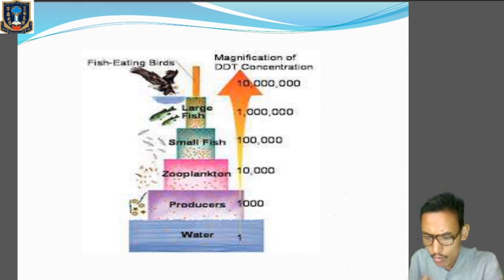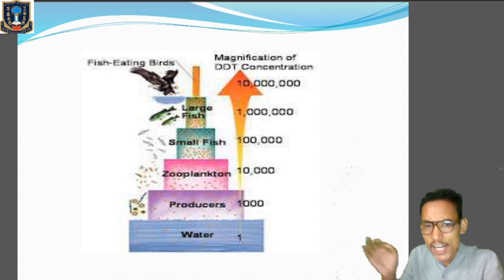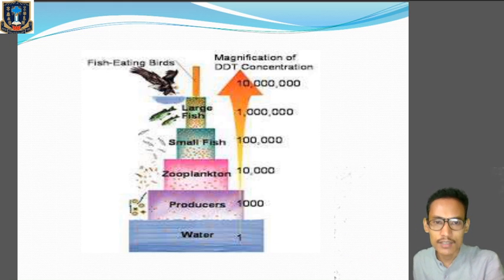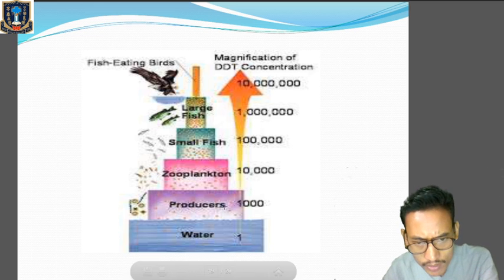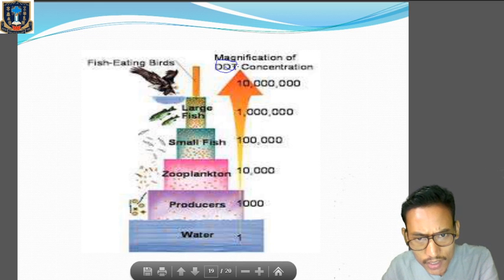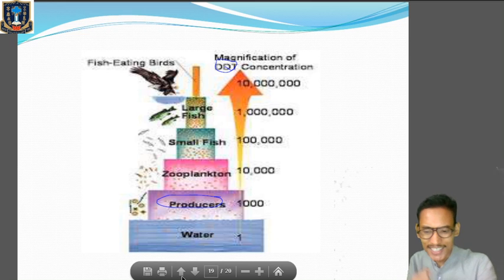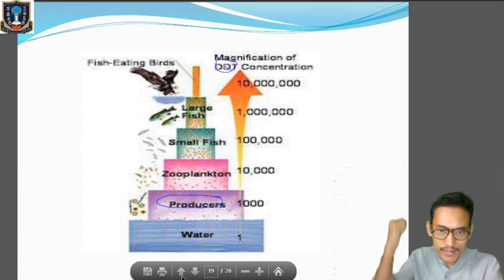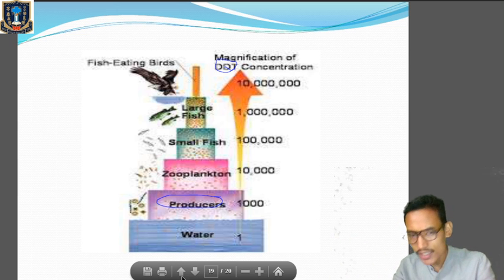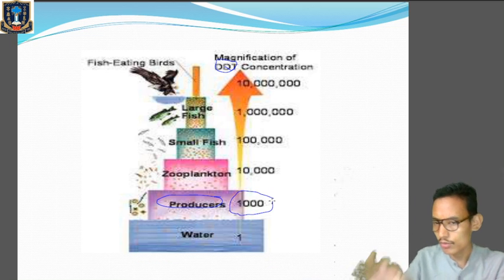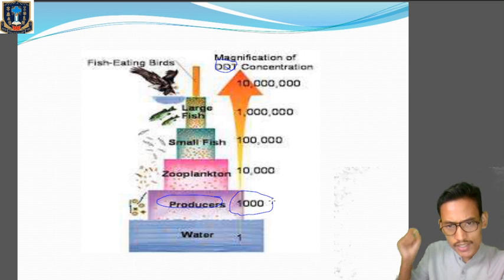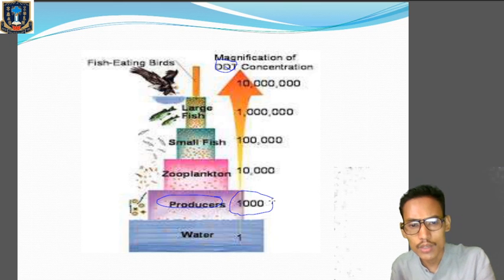Now, let's say we are applying DDT, dichloro diphenyl trichloroethane, which is a pesticide mainly used to kill pests in our agricultural field. We are applying this DDT, the insecticide, on the producer, on the plant. Let's say the amount of DDT applied on the producers is 1000 ppm, parts per million.